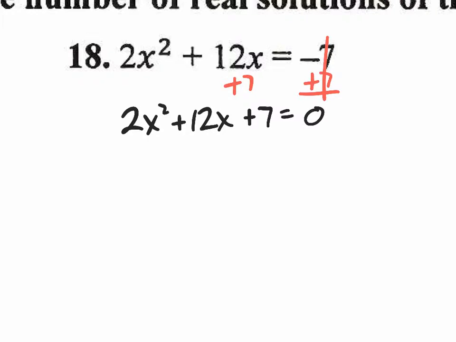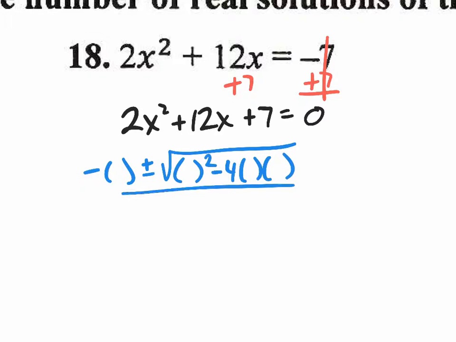Now, normally we go through the whole quadratic formula: negative b plus or minus the square root of b squared minus 4 times a times c, all divided by 2 times a. We know that our a value is 2, our b value is 12, and our c value is 7. If we plugged those in, we could continue and find the actual solutions, the x-intercepts of this parabola.